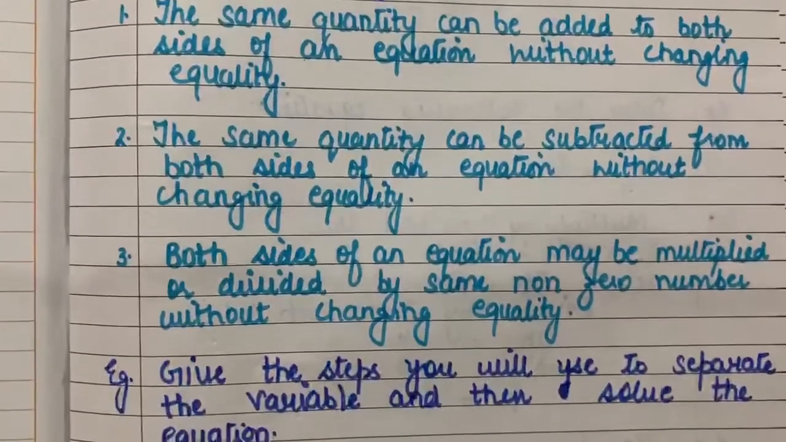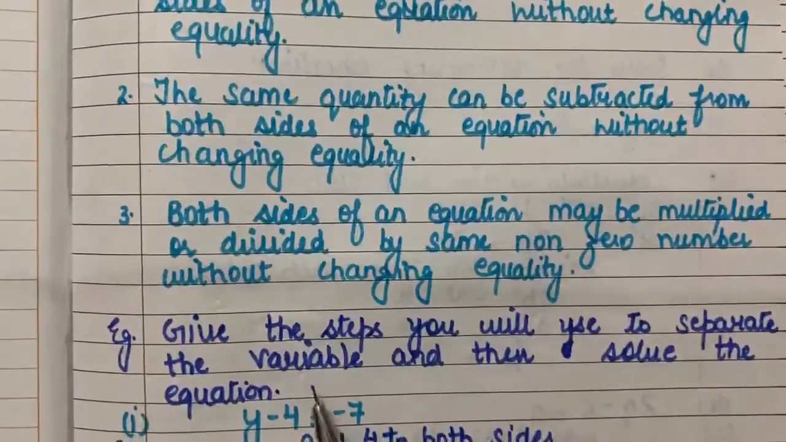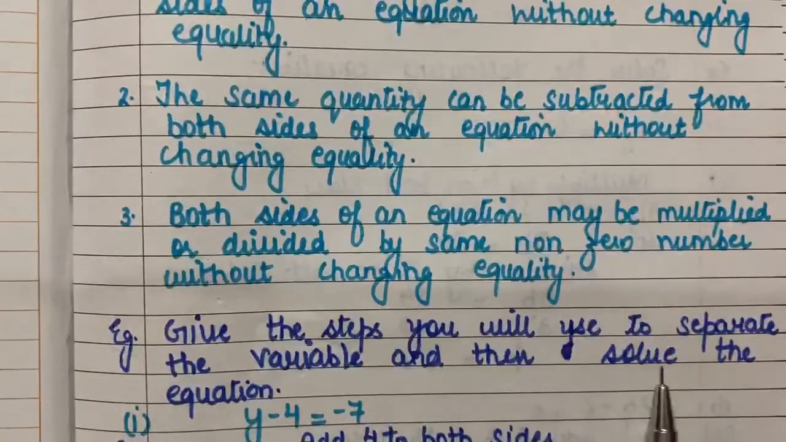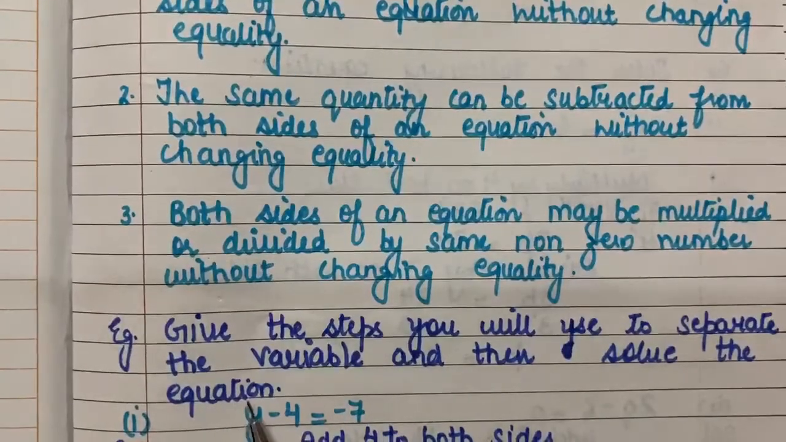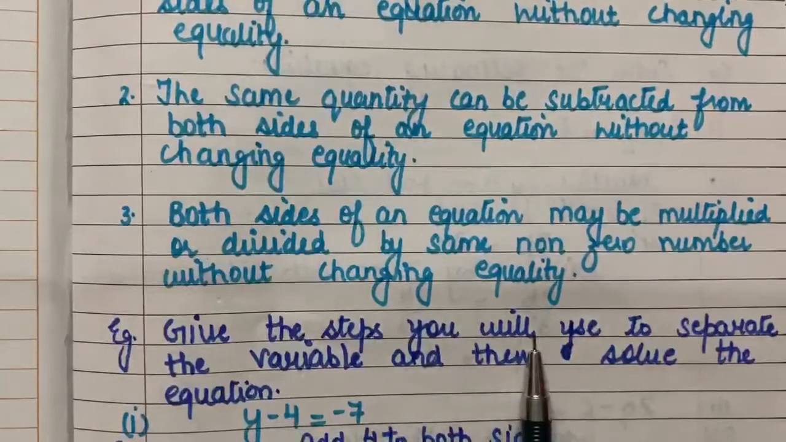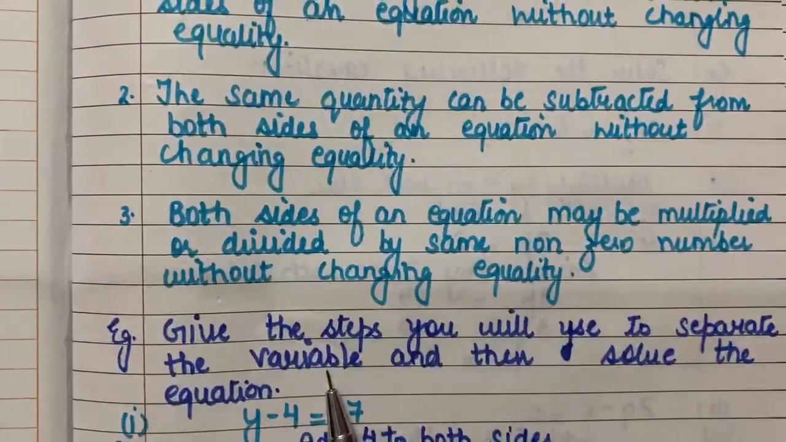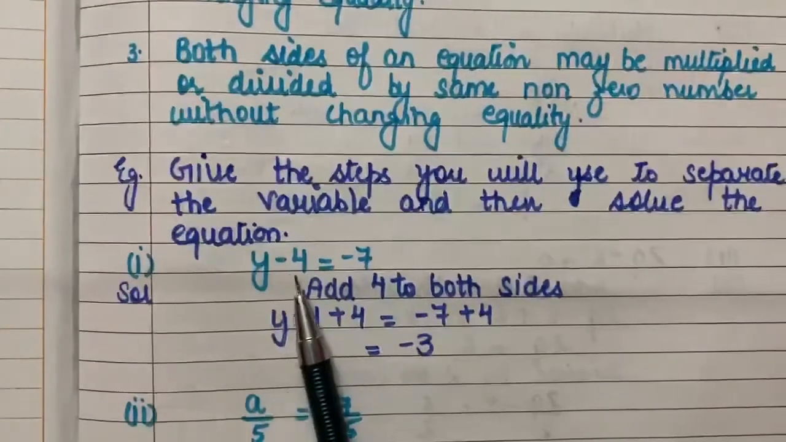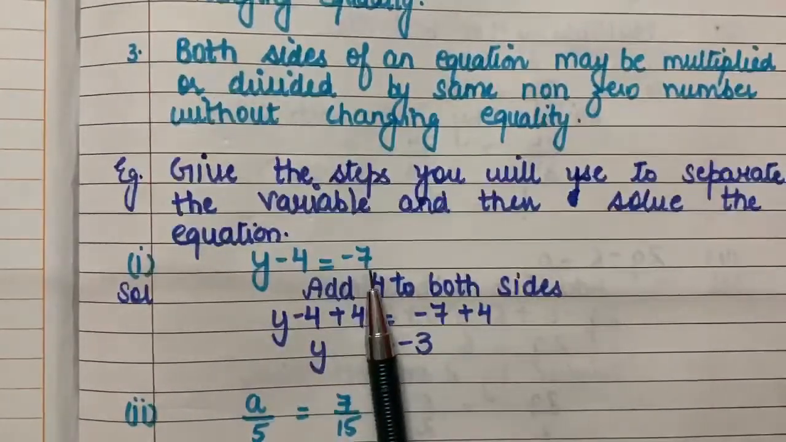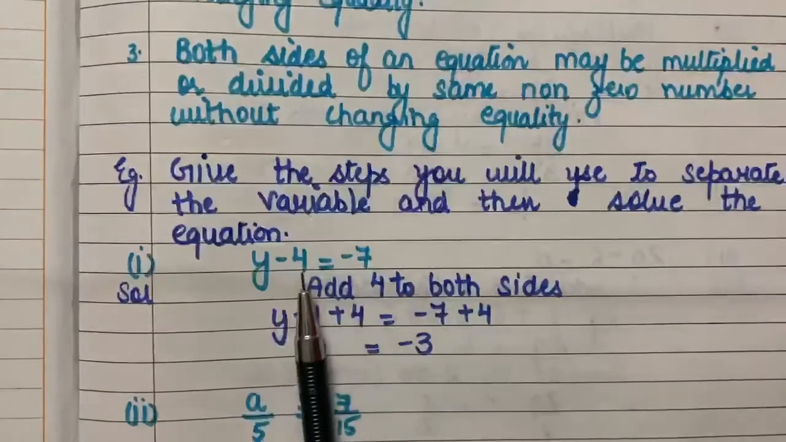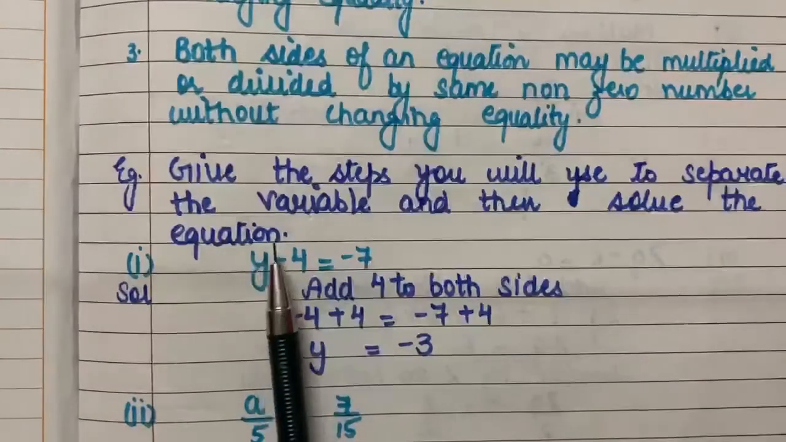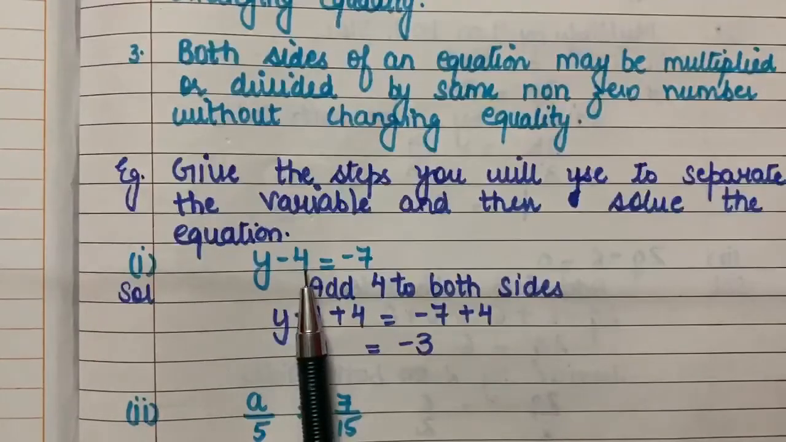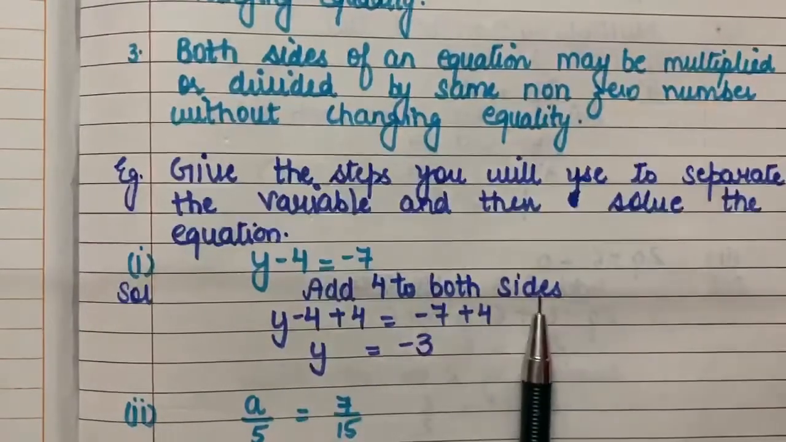Now I am going to give you an example. Give the steps you will use to separate the variable and then solve the equation. That means we have to write the steps here by separating the variables. The first part is y minus 4 is equal to minus 7. y is a variable here, 4 is subtracted from y. So in order to make y alone, we have to remove 4. And how can we remove 4? We can remove 4 by adding 4 to both the sides.